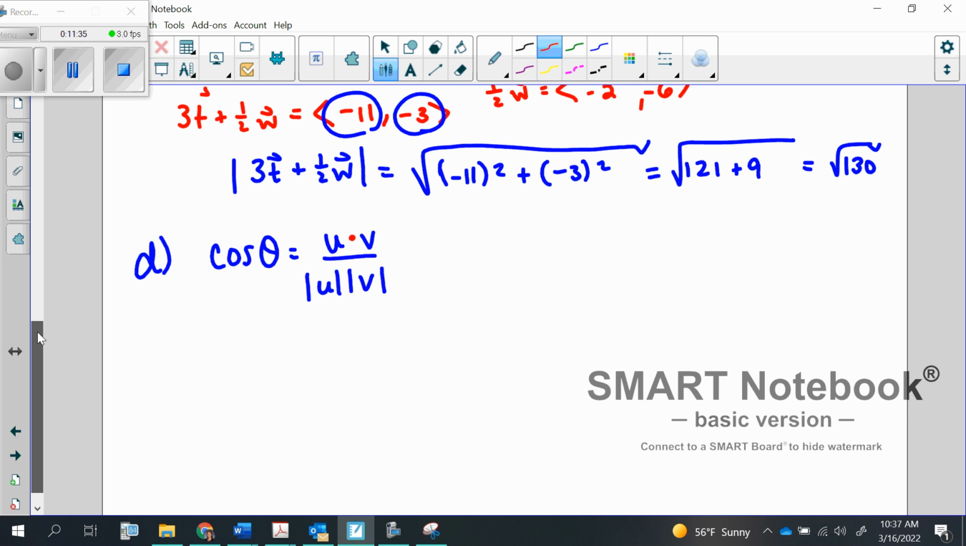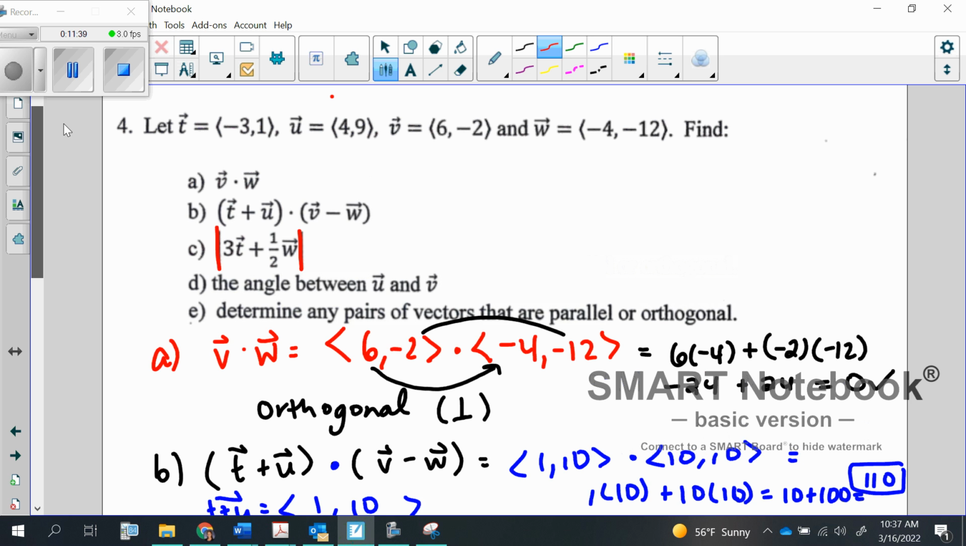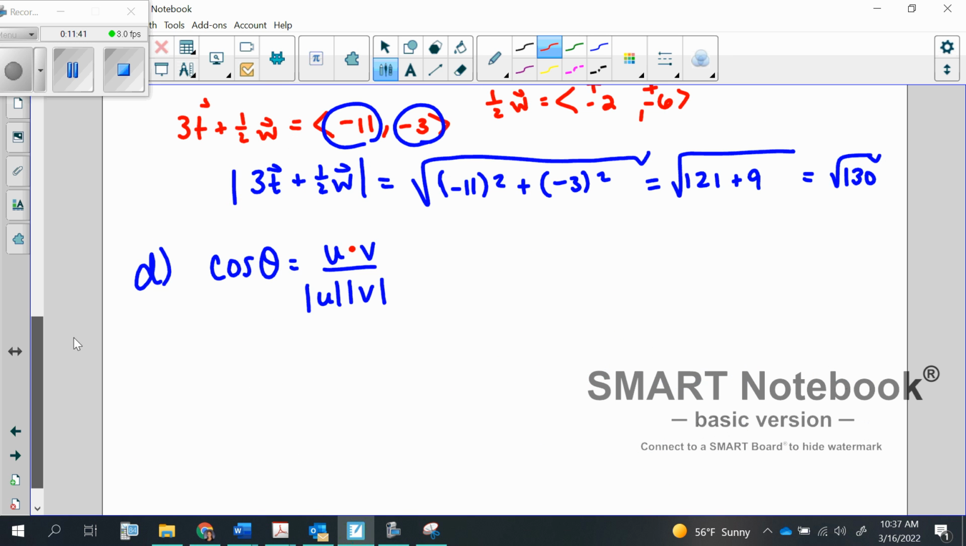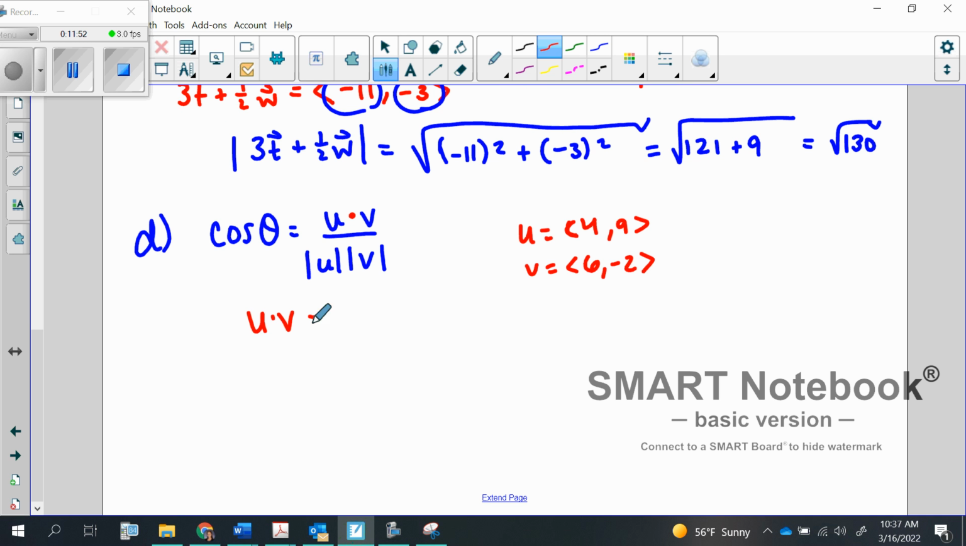So first, I need what is U and what is V. So U is 4, 9, V is 6, negative 2. Okay, so I'm just going to write them down there. And now first I'm going to start by finding the dot product between them. So 4 times 6 plus 9 times negative 2. So we're going to get 24 minus 18, which is just 6.